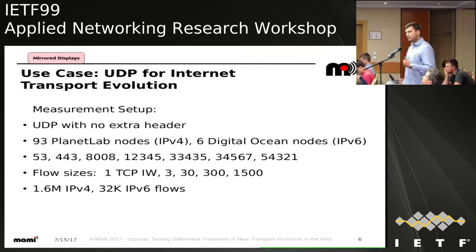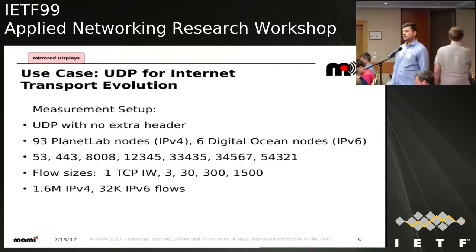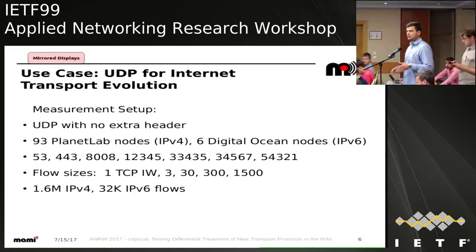Hello. Actually, to follow up on this question, how do you account for the bias of the node placement? So, are they distributed around the world, the 93 nodes you selected? Are they mostly in university networks or in other kinds of networks?